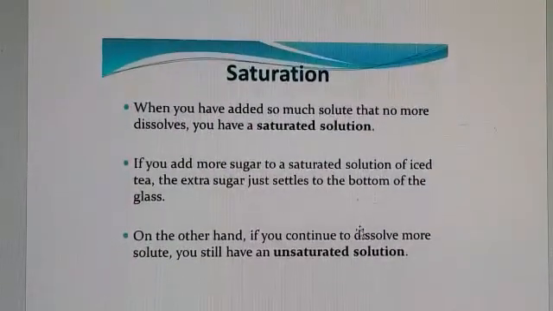Next, move on to saturation. What is meant by saturation? When you have added so much solute, who is solute? Either sugar or salt, that no more dissolves, then you have saturated solutions. Students, are you clear with this? I'll give a further example.